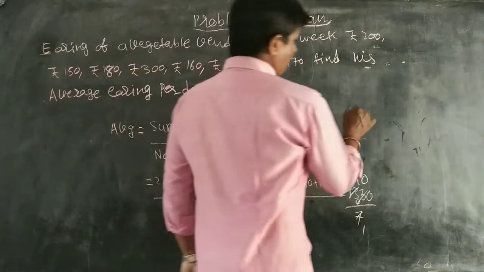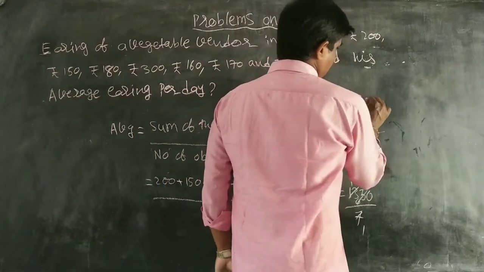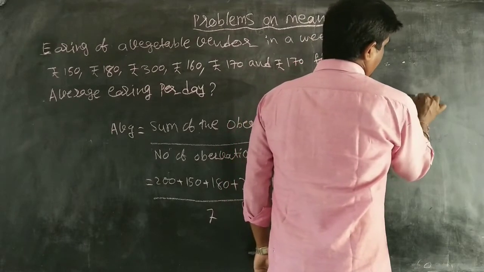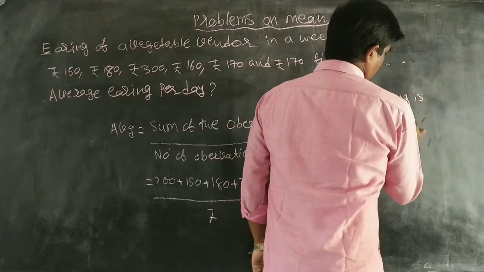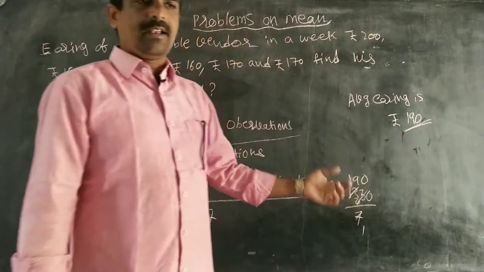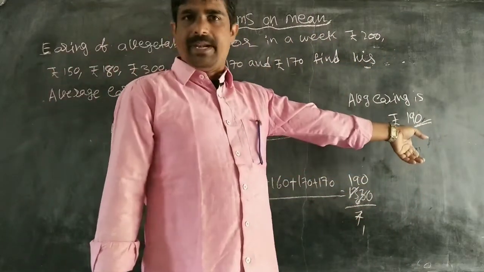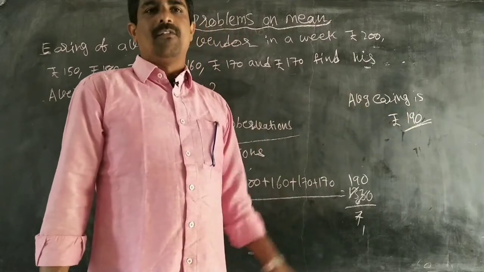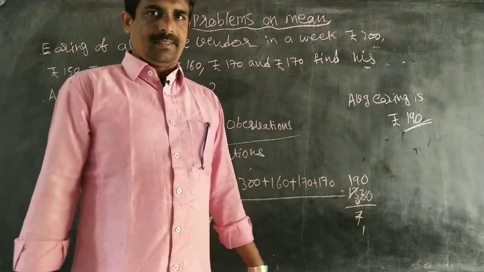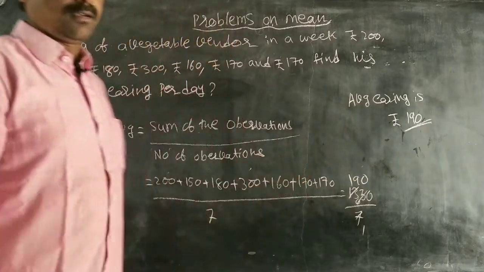Therefore, the average earning of the vegetable vendor per day is rupees 190. Based on this, he can plan accordingly. Okay, right. Copy this down.